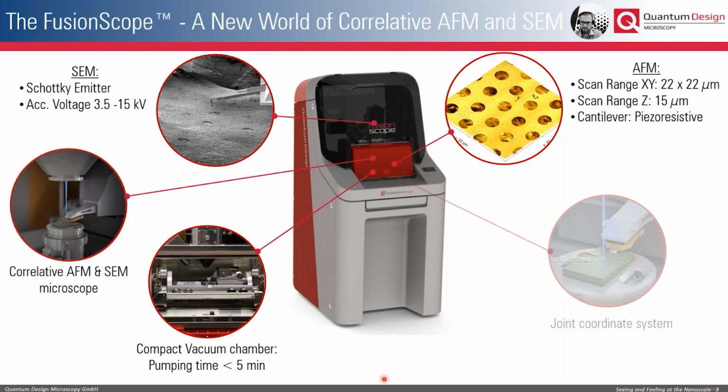What is also an important feature is the joint coordinate system. So both SEM and AFM work in the same coordinate system, and later on I will show you an example of how easily you can target an area in the SEM image and then perform this correlative AFM image.